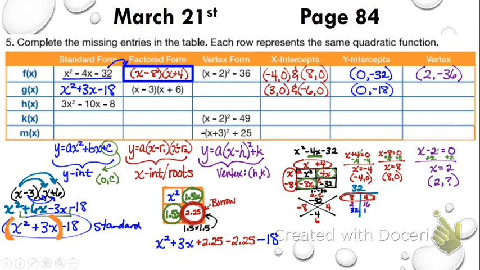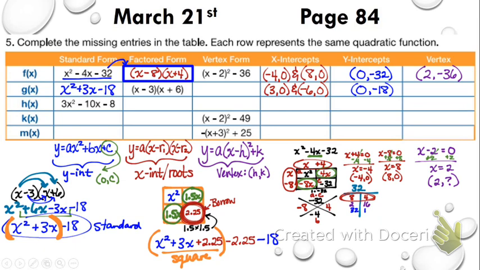Okay. I'm going to put parentheses around all the stuff that's actually inside that square. Does the square have the x squared in it? Yes. Does it have the 3x in it? Yes. Does it have the 2.25 in it? Yes. Does it have the minus 2.25 in it? Leave it out. This is my square.